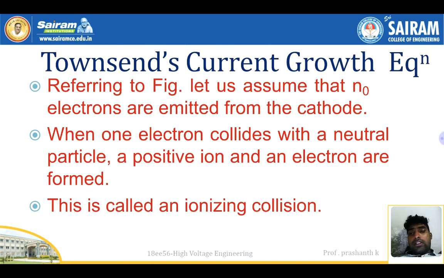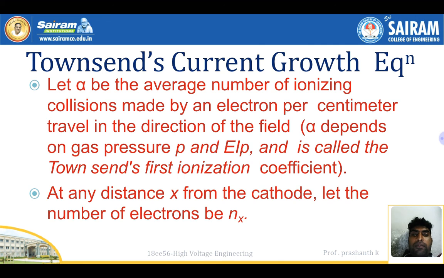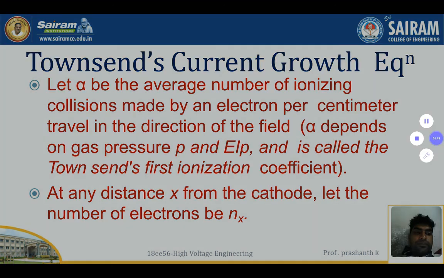Townsend current equation: referring to the figure, let us assume that n0 electrons are emitted from the cathode. When one electron collides with neutral particles, positive ions and electrons are formed. This is called ionization by collision. Let alpha be the average number of ionizing collisions made by an electron per centimeter of travel in the direction of the field. Alpha depends upon the pressure p and E by p, and is called Townsend's first ionization coefficient. At any instant, at a distance x from the cathode, let the number of electrons be nx.